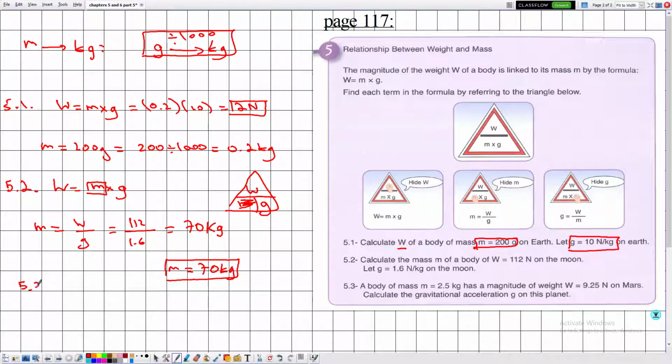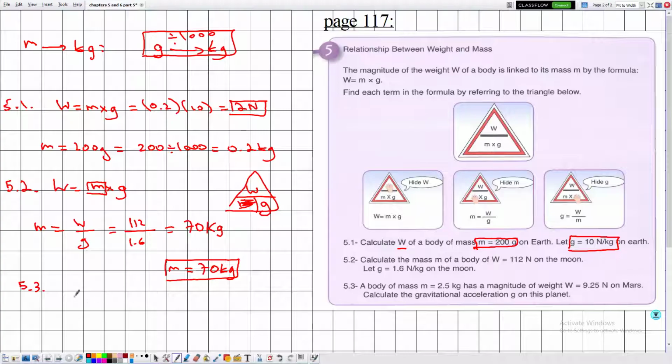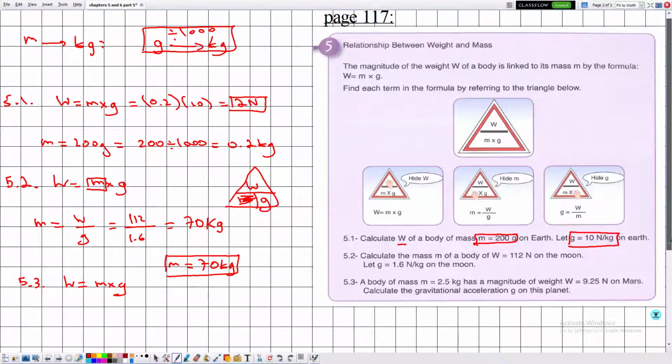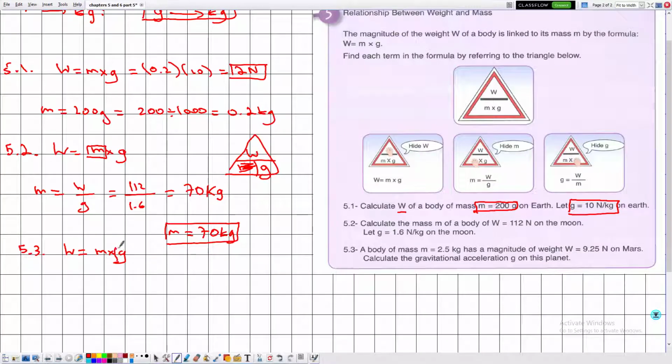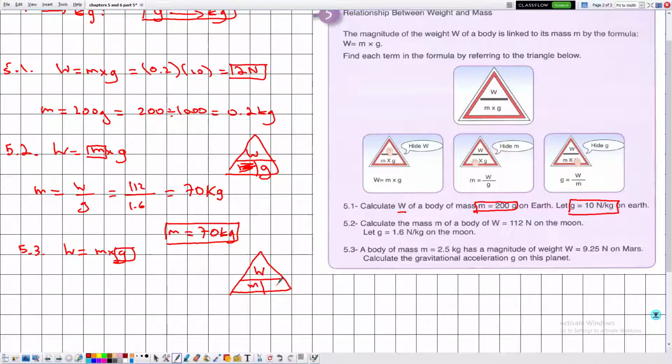Now in 5.3, a body of mass M equal to 2.5 kilograms has a weight of magnitude 9.25 newtons on Mars. Calculate the gravitational acceleration G on this planet. So we need to calculate G knowing the mass and knowing the weight. Then weight is equal to M multiplied by G. Constructing the triangle of this formula, here we have a multiplication, weight at the top, M and G at the bottom, covering G with our hand, then G is given by W over M.